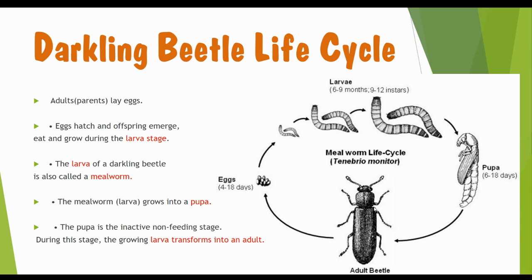So again, the darkling beetle has an egg stage. Eggs hatch and offspring emerge, and they grow into a larva. The larva for the darkling beetle is also called a mealworm. So the larva is also a mealworm. The mealworm, which is the larva, grows into a pupa, and then the pupa is the inactive non-feeding stage. During this stage, the growing larva transforms into an adult. So again, this is a complete change, a complete metamorphosis, and it has 4 stages. And the young does not look like the adult.